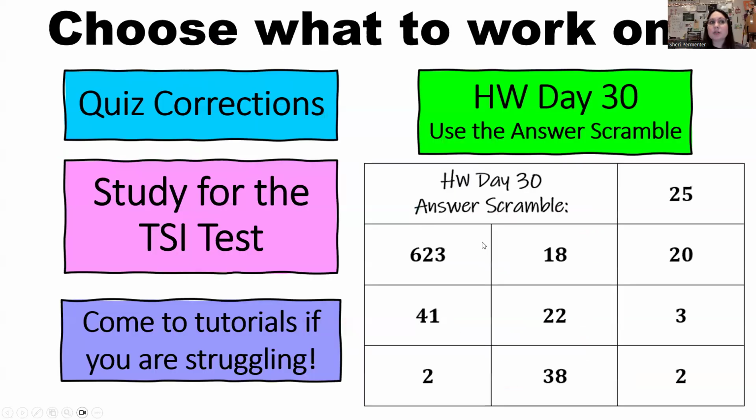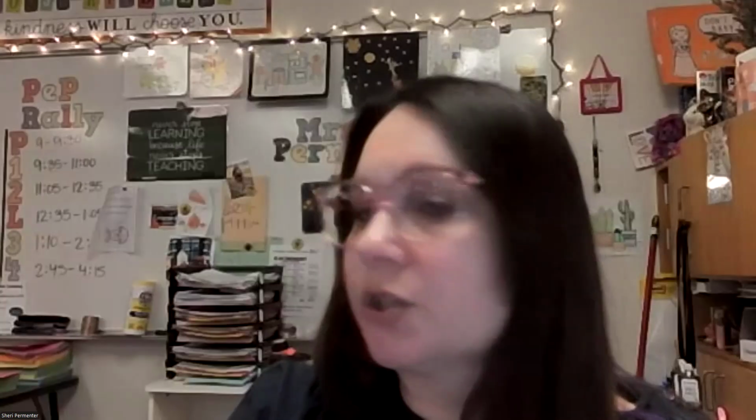You have an answer scramble for the homework. There's not that many problems, so I got you an answer scramble. I do want to point out that 2 happens twice. I think it's once on the front, once on the back, but you get the answer 2 twice. So here's your answer scramble. But again, you can always come up to my desk and check your work if you would like. But if you want to just sit at your desk, you can sit at your desk. If you find your answer on the answer scramble, chances are you probably did it right.